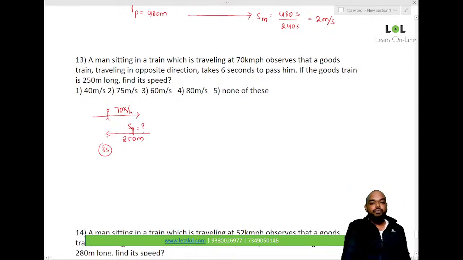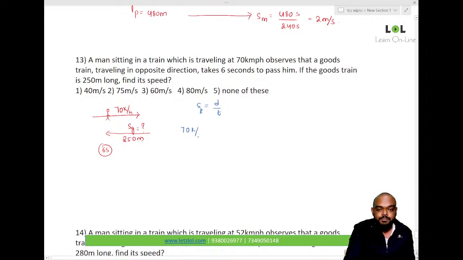Now, we are done with representation. Next, solving. What do we want in the question? Speed of the goods train, SG. So we start with what formula? Speed is equal to distance by time taken. Which speed? Relative speed, because there are 2 moving objects. Opposite direction means the sum of the speeds. That is 70 km per hour plus SG, the speed of the goods train.